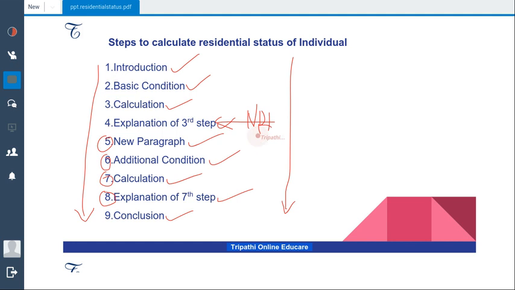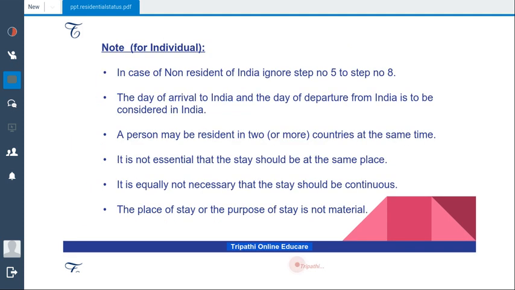Here in this step, if you come to know that he is NRI, then directly you will have to jump to conclusion number 9. Then you will have to skip step number 5, 6, 7, and 8 because it is not required. This 5 to 8 is required if he becomes resident of India. So in that case, your conclusion will be Mr. So and so is non-resident of India. So these are the 9 steps which we are supposed to follow for calculating the residential status of an individual.